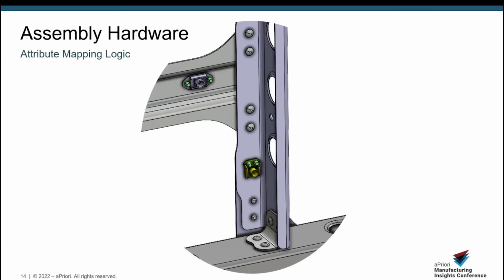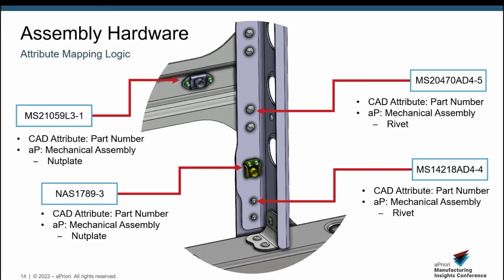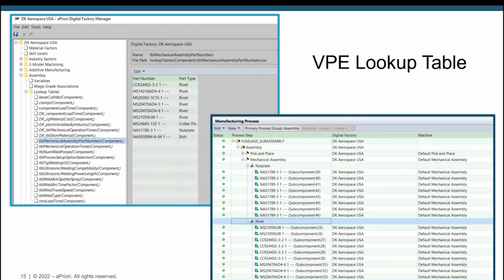I'm going to share some attribute mapping logic, and it's very simple. aPriori is going to search for the component numbers, and then it's going to identify that these components reflect particular hardware attributes. And then we can apply the mechanical assembly functions for each of these pieces of hardware. So what does that look like in the back end of aPriori? Well, it's pretty simple. We create lookup tables, and these are going to serve as the map ways to the part numbers that we are searching for.